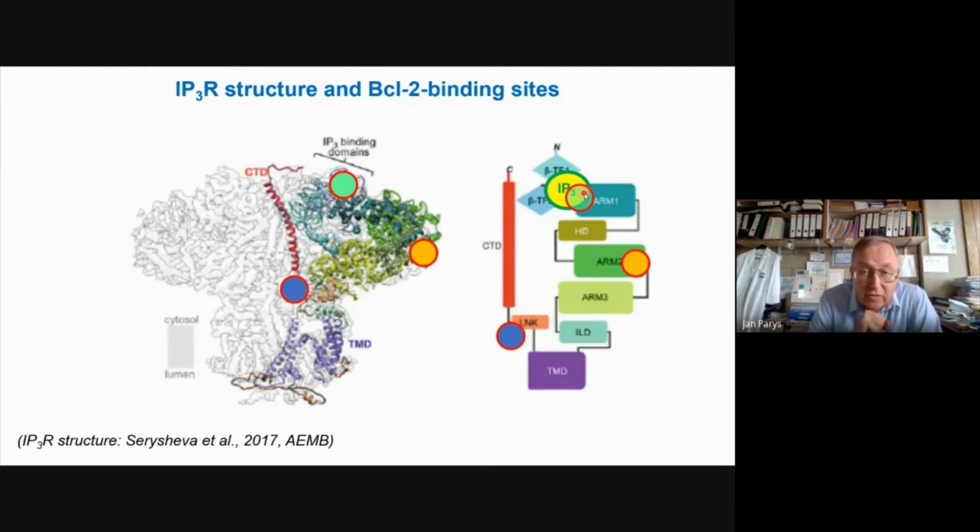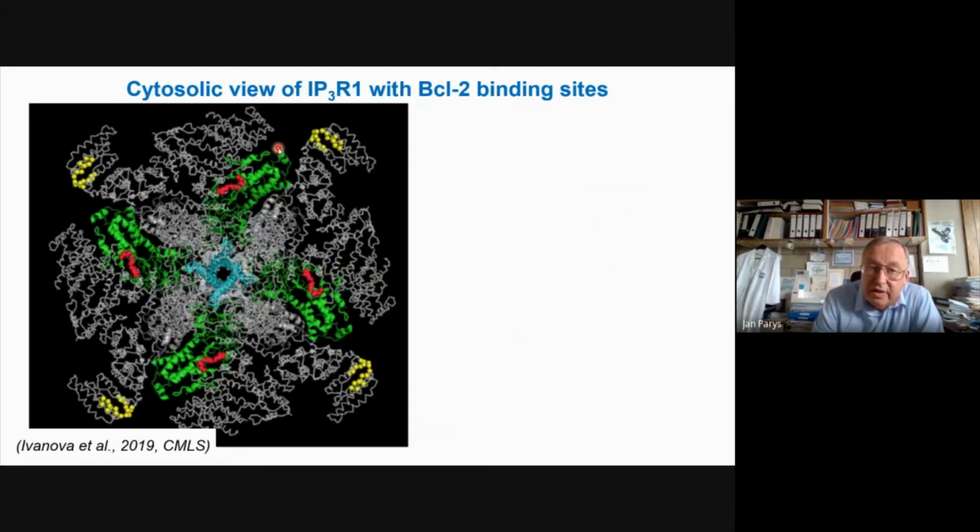So it's quite a complex situation, and it becomes even more interesting, I think, if instead of looking sideways at the IP3 receptors as we do here, we would look from the top. So from the cytosolic side of the protein, we look down on the IP3 receptor, and then we have this view of the tetrameric structure. And the various sites are color-coded in the same way as on the previous slides.